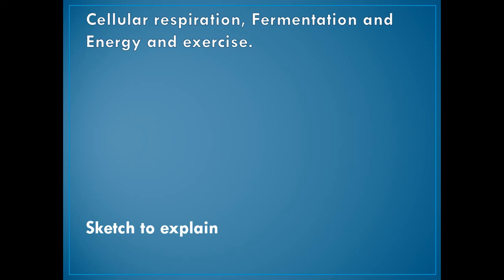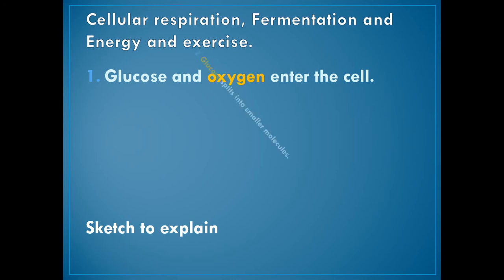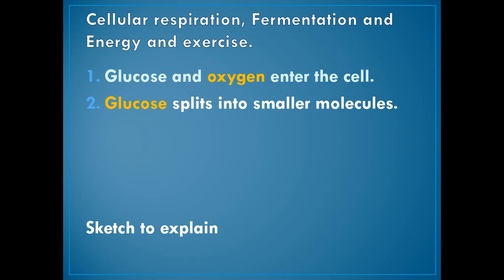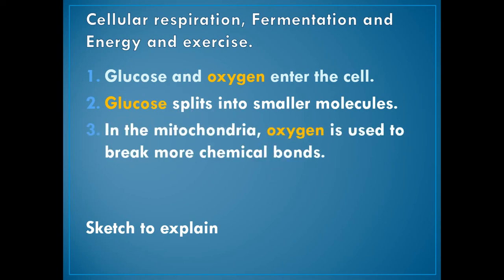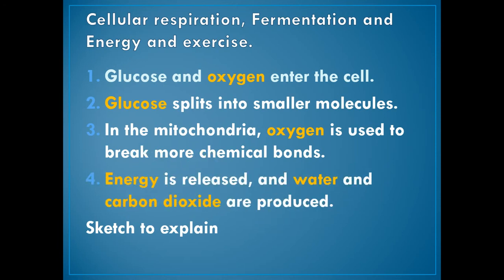Let's talk a little bit about cellular respiration, fermentation, energy, and exercise. We know for cellular respiration, glucose and oxygen enter the cell. That glucose splits into smaller molecules. Then those smaller molecules go into the mitochondria along with oxygen, and then the oxygen is used to break them down even more, to break more chemical bonds. When the molecules reform, energy is released and water and carbon dioxide are produced.